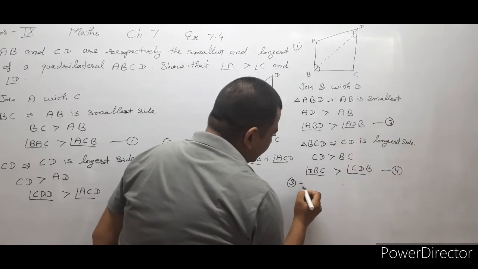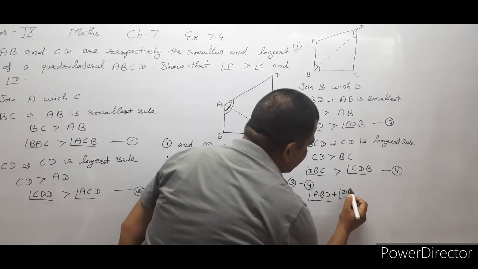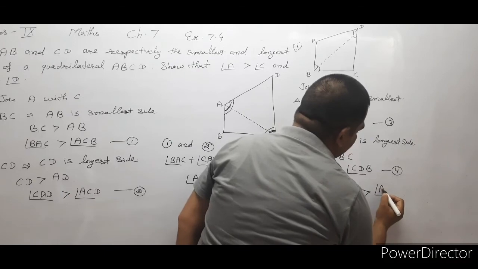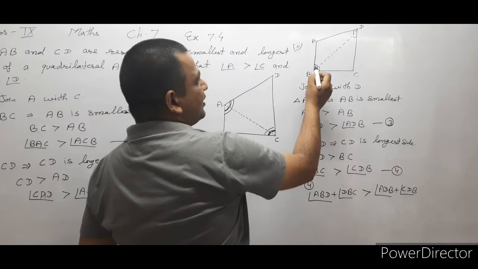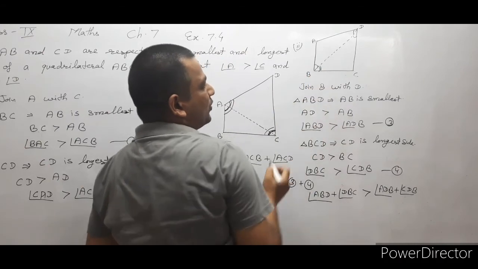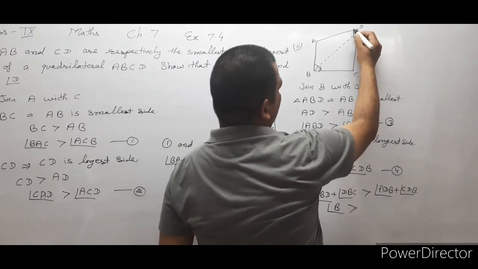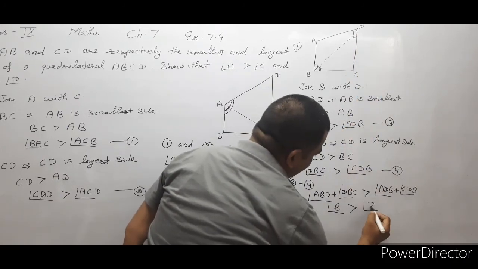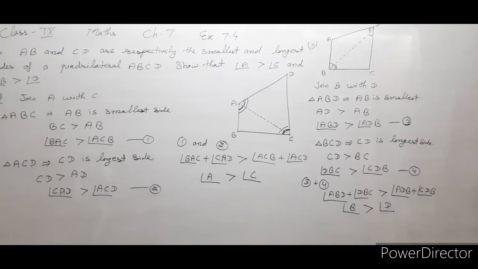Adding 3 and 4, angle ABD plus angle DBC is greater than angle ADB plus angle CDB. ABD, this angle, and the sum of these two angles converts in angle B, is greater than the sum of these two angles, which converts in angle D, which we had to prove in this question. So by this we completed our question number 4 in exercise 7.4.